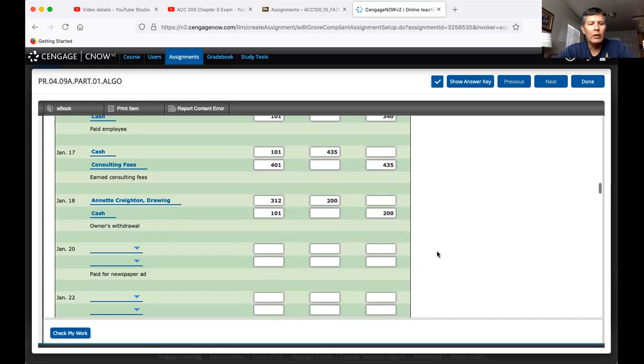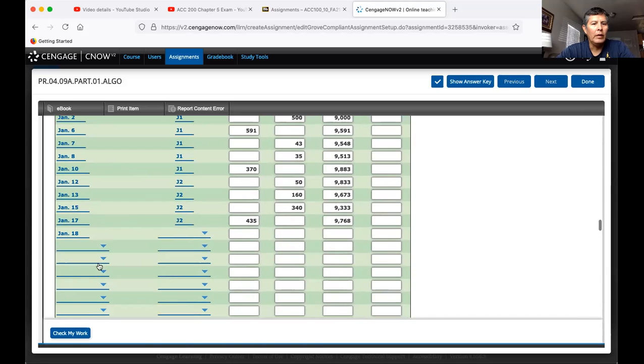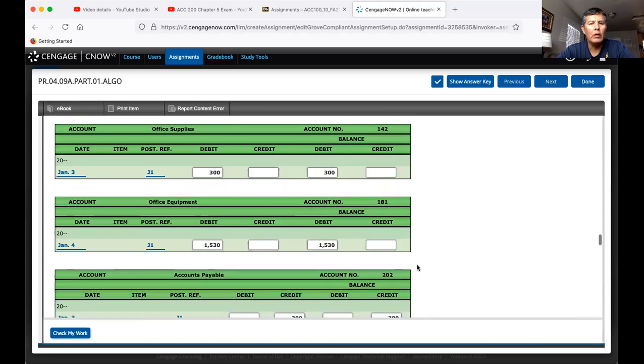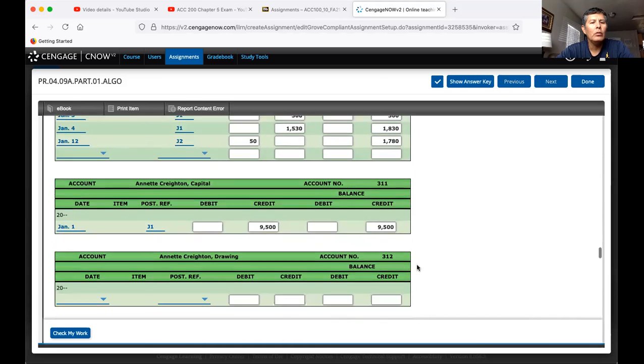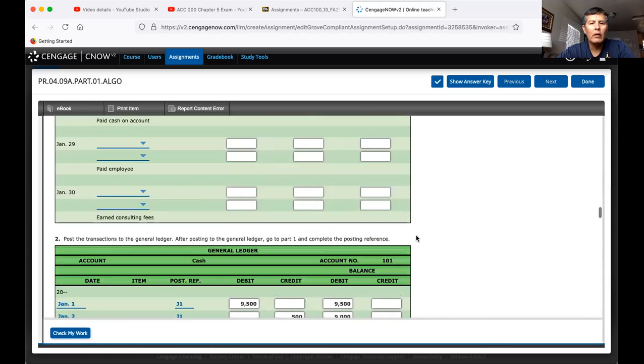Now we got to go to these accounts again. We go to cash first. I think this was January 18th. This is still J2, and this was $200. So this will be 9568. Now we got to do our draw down here. 18th. This is J2. We debited it right here for 200, so the balance is going to be 200. All right, so we did our individual accounts and our general journal.